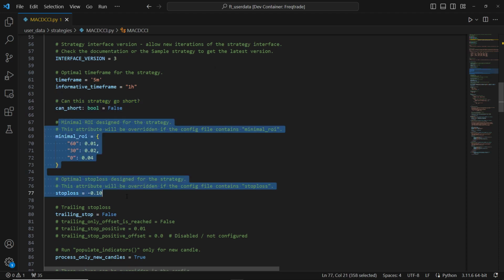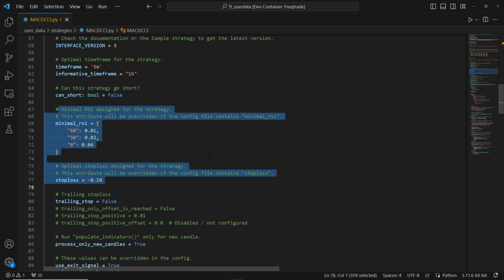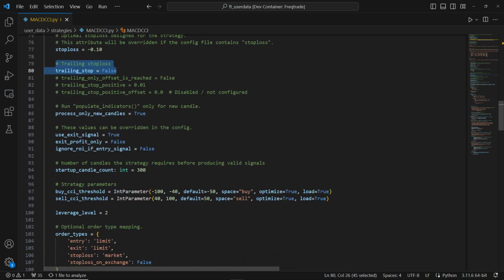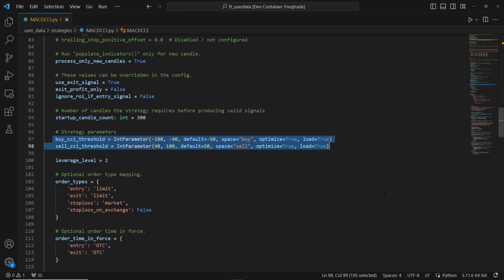To get the best results, we use optimization for minimal ROI and stop loss. This strategy does not employ a trailing stop. We use the Freqtrade recursive analysis command to obtain a reasonable startup candle count, which is 300 in this case. We optimize 2 parameters, the buy and sell CCI thresholds. For the buy CCI threshold, we test values from -100 to -40 to identify the threshold value that yields the best performance. Similarly, for the sell CCI threshold, we examine values from 40 to 100. To enhance trading efficiency, we employ different leverage levels and test them to obtain the best results.